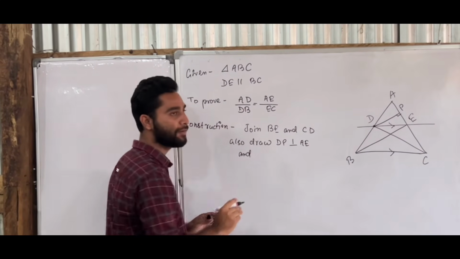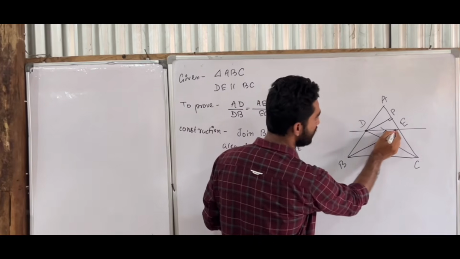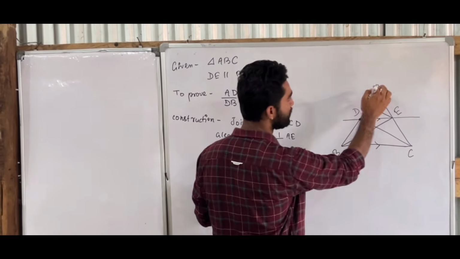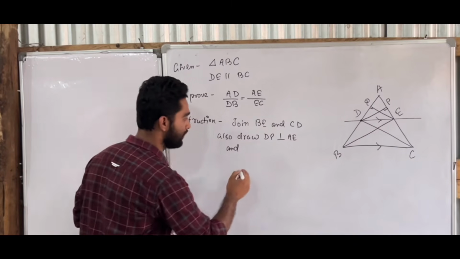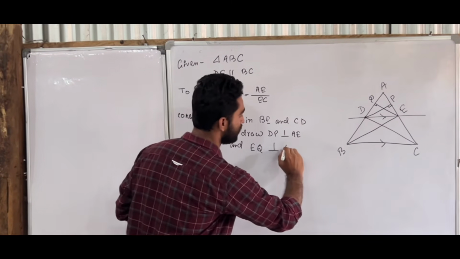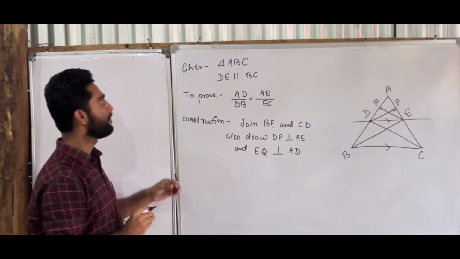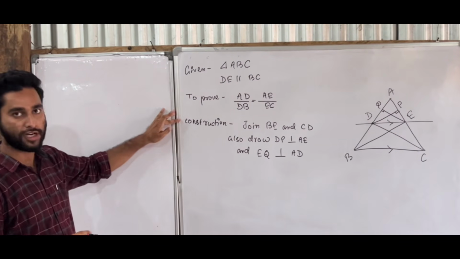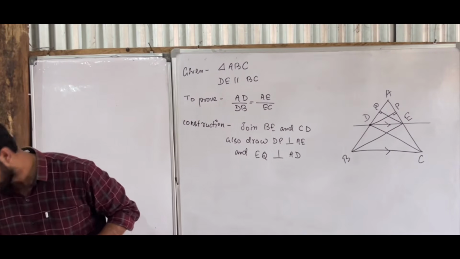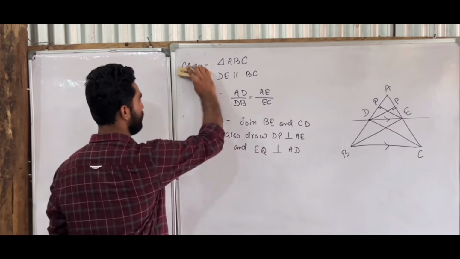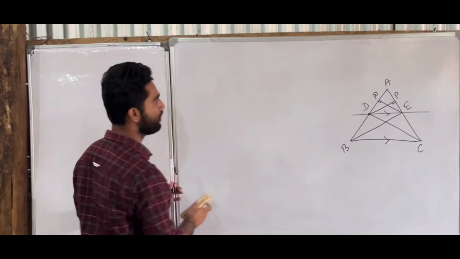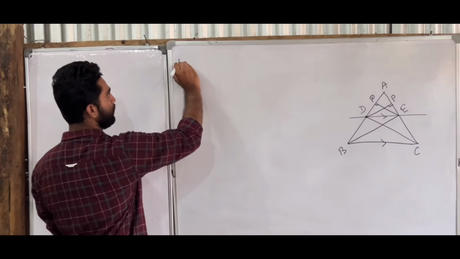And another perpendicular line we have to draw. Let's suppose EQ is perpendicular to AD. So given, to prove, construction. Next step is the proof. Now proof.